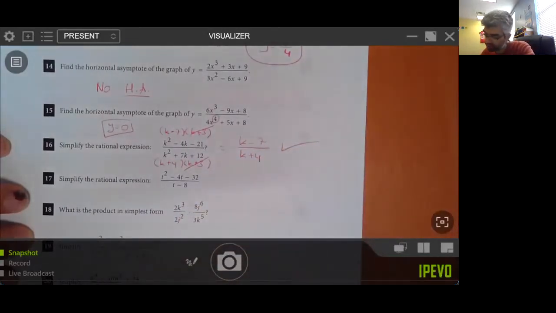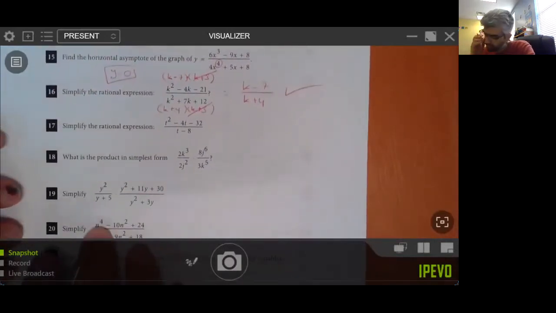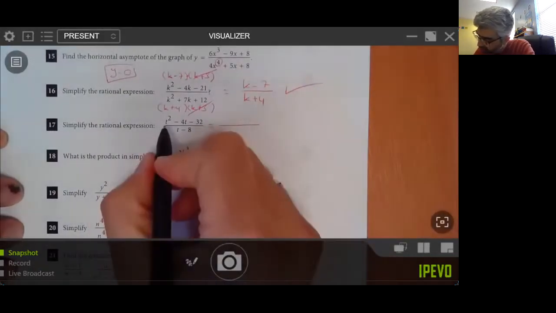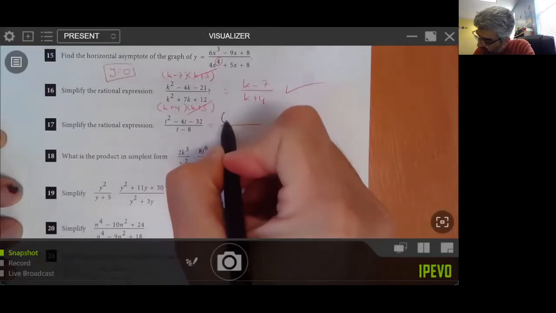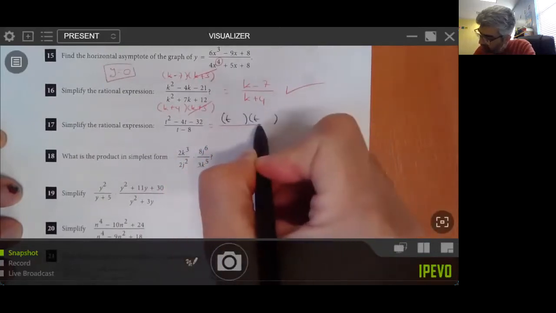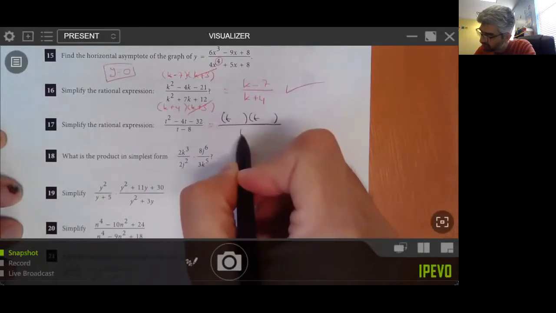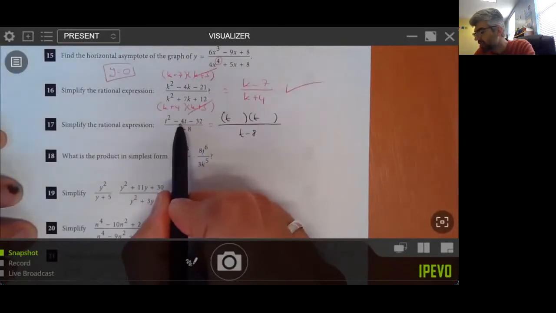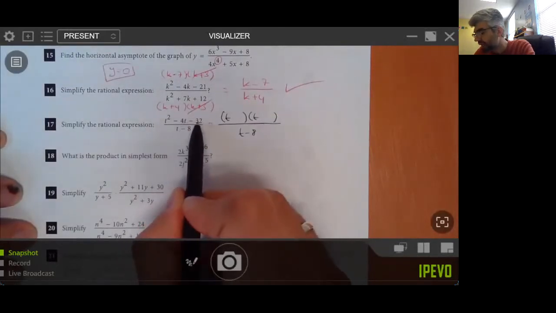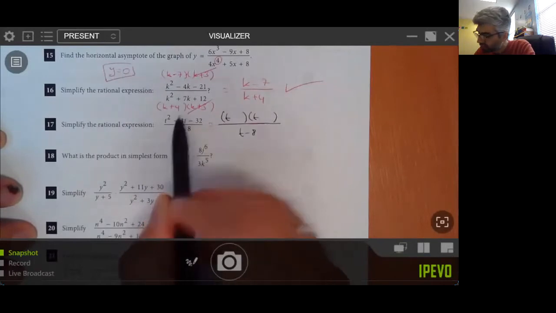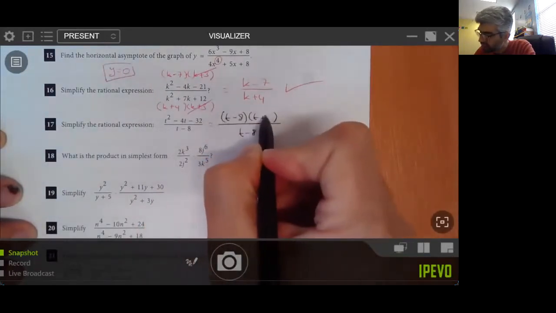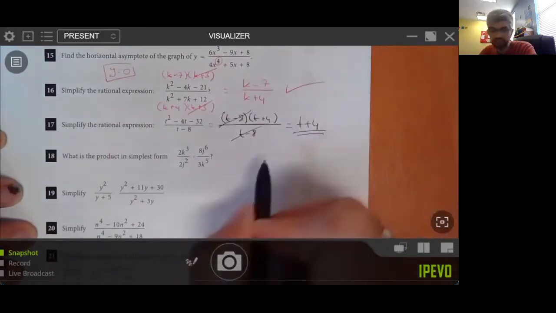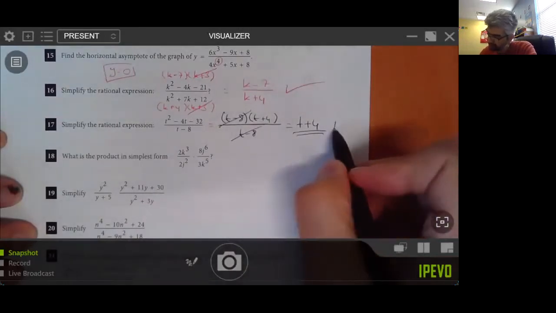This is the simplest. Number 17, simplify again. So let me continue here. t squared minus 4t minus 32. I'm looking for two numbers. Here I have t minus 8, right? The product is 32, the sum is -4. 4 times 8. Since the sum is -4, -8 plus 4. And I can simplify these factors. t plus 4 is the answer.